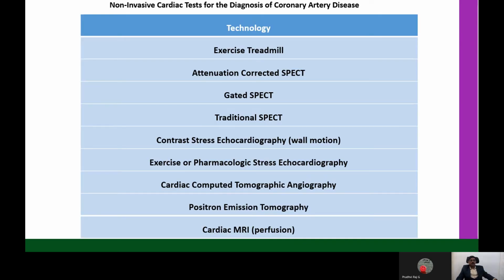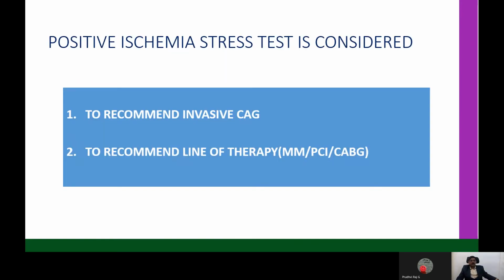Similarly, de-risking is possible. And coming to the ischemia stress testing of the several gamut of tests, we have been recommending ischemia stress test to pick up the patients who probably need invasive angio, and also to recommend line of therapy if the ischemia zone, if the myocardium at jeopardy is high.